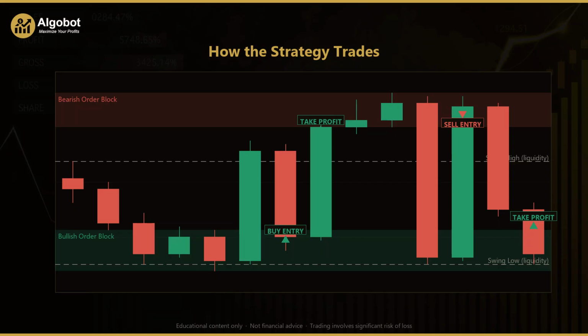In both cases, the pattern is identical. Confirmed structure, a break, an order block, a patient retrace, and an entry in the break direction. This is an illustration for learning only. Real markets are far messier, and not every setup reaches its target.